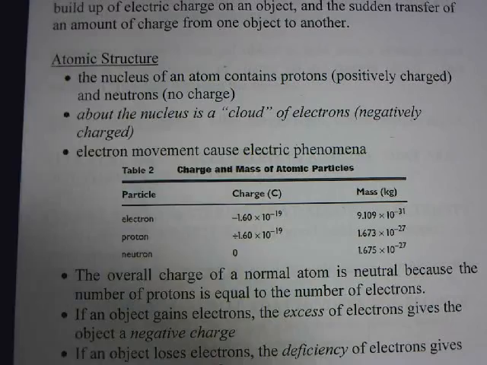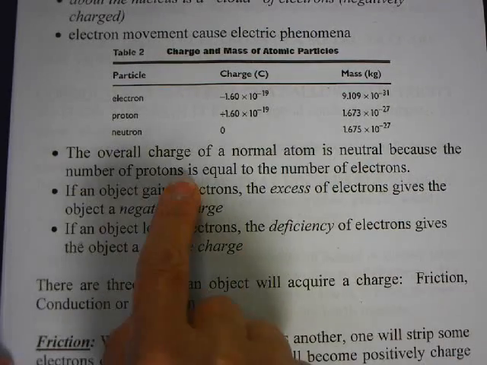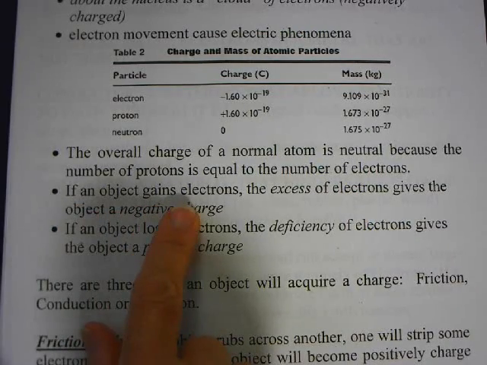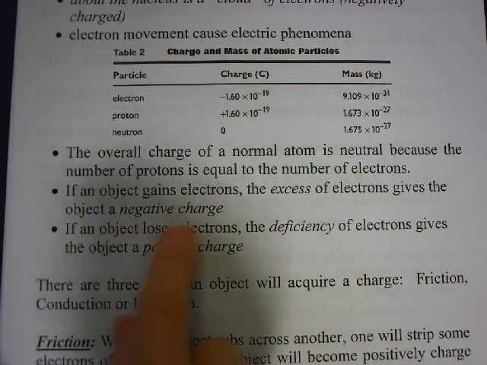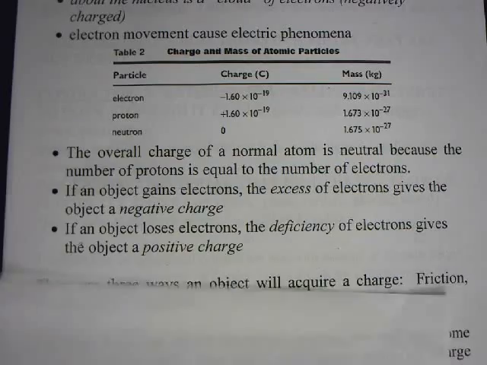So we're going to talk about objects being neutral and stuff like that. So the overall charge of a normal atom is neutral because the number of protons is equal to the number of electrons. But that's not always the case. If an object gains electrons, the excess of electrons give the object a negative charge. So what does that mean? Well, we have to conceptualize that.